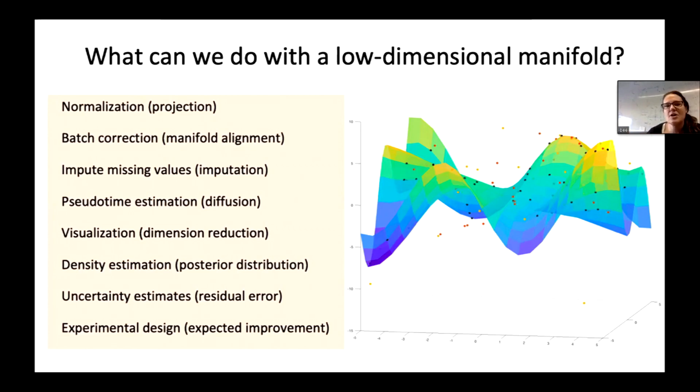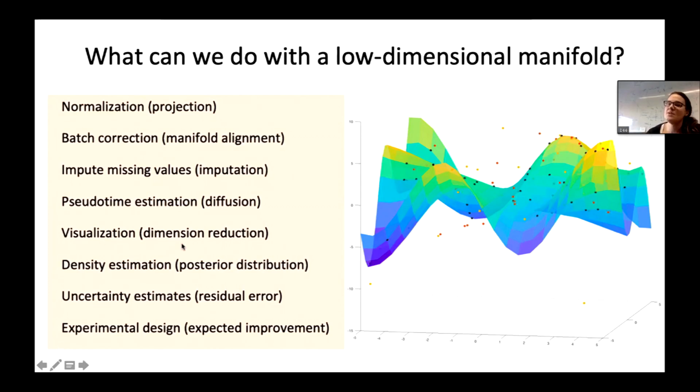We can do batch correction, and I'm going to show you an example of how we do that later on. Which is really just the problem of manifold alignment, exactly as Rahul was talking about. We can impute missing values by taking new points in this lower dimensional space and mapping them up to a high dimensional space where we have the higher dimensional values filled in. We can do pseudotime estimation, where we think about diffusion in this low dimensional space of each of these different cell types and cell states.